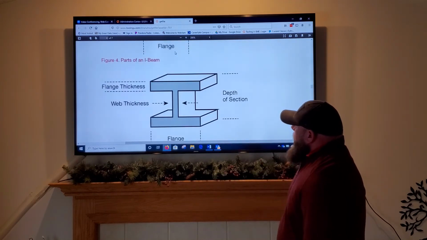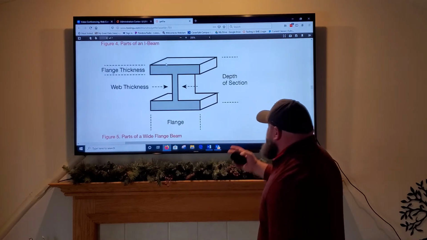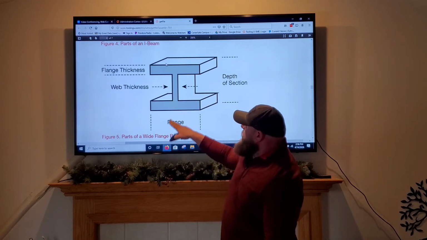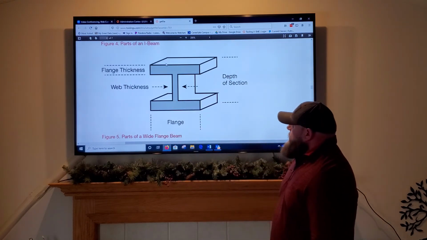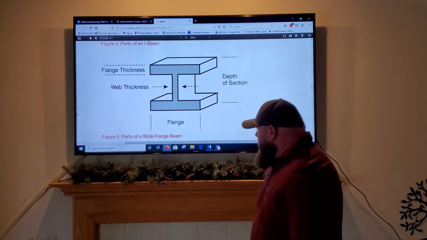And here we have a wide flange beam. Again, you have the same thing, depth of the section, so that's the depth. You have the web thickness here, and the flange width. You also have flange thickness on an I-beam, or I'm sorry, on a wide flange beam.